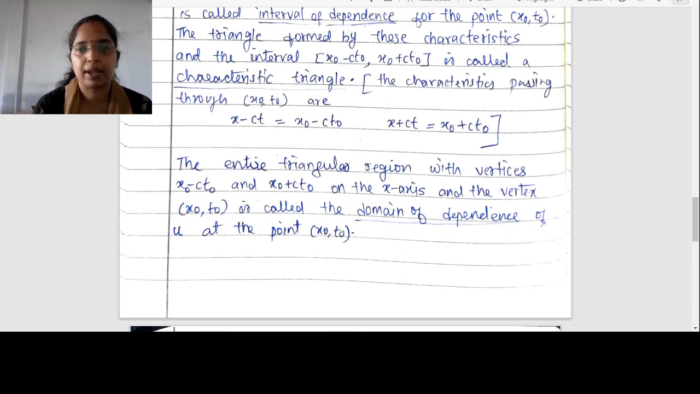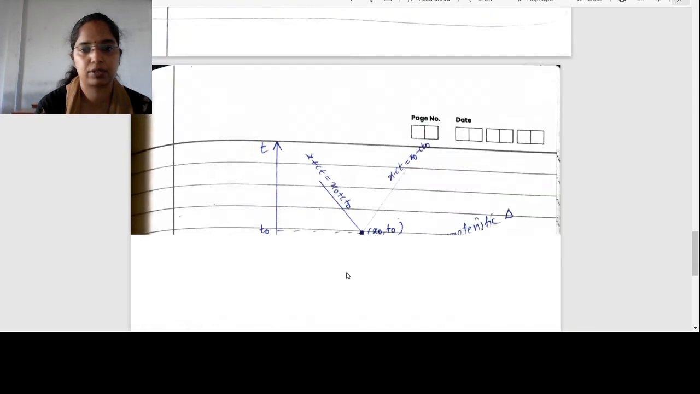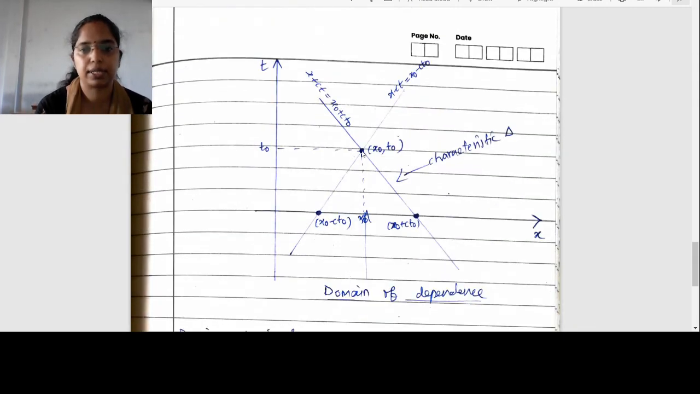The entire triangular region with vertices x naught minus ct naught, x naught plus ct naught on the x-axis and the vertex x naught t naught is called the domain of dependence of u at the point x naught t naught. So this is the vertex.